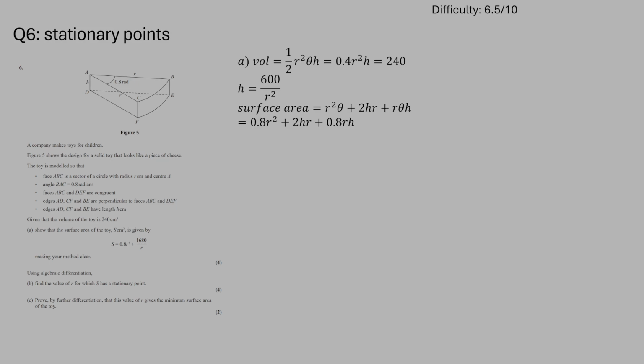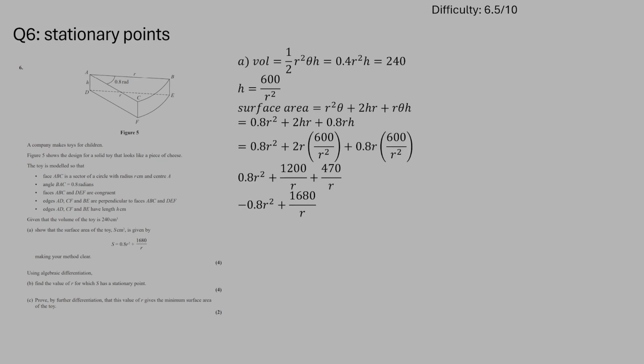Next, we're going to substitute theta into the surface area, and this is going to be our equation that we substitute 600 over r squared into, just to get our final answer for part A here. There should not be a negative there, I don't know why it's there, but it is just 0.8 r squared. Right, next part, we're going to differentiate it to get this, and we're just going to solve for r to get that. That is literally all we have to do. I don't know why it's 4 marks, to be honest, but we're not going to be complaining about 3 marks.